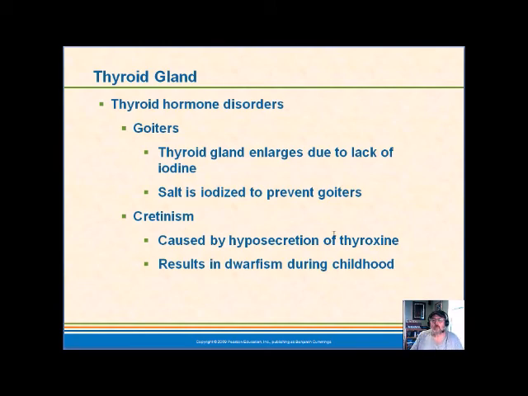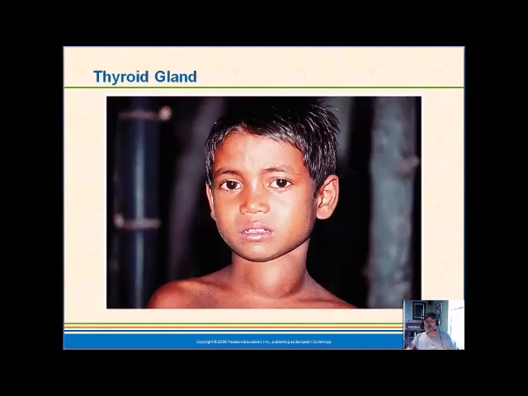Now, if you don't have enough thyroxine prior to, or as a child, what results is dwarfism. And cretinism comes basically from the island of Crete. This was a condition that occurred there a great deal. So here's a child, and you can see that he has a goiter.